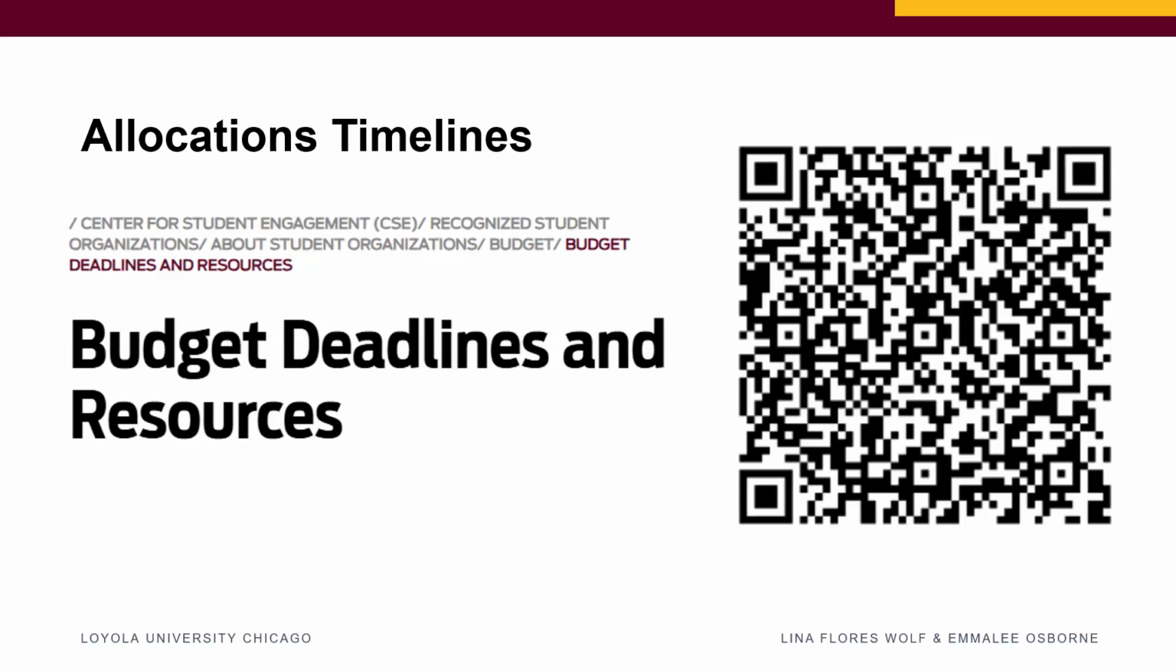The timelines for these cycles are included in our budget deadlines and resources site. If you scan this QR code, you'll be able to access those budget deadlines. Something that's important to note is that the spot cycle opens early in the semester and it closes early in the semester as well. So you want to make sure you get in and start submitting your requests as soon as possible. Those deadlines are highlighted there. So please make sure to take a look at that and at the deadlines for the rest of the semester as well, so that you can plan in advance for the remainder of the semester.